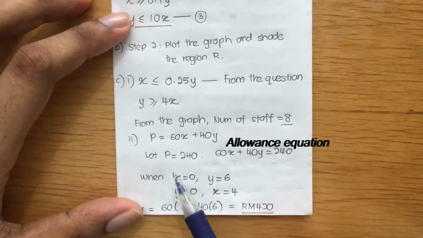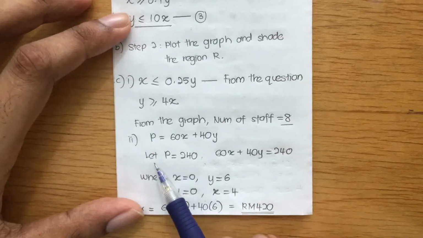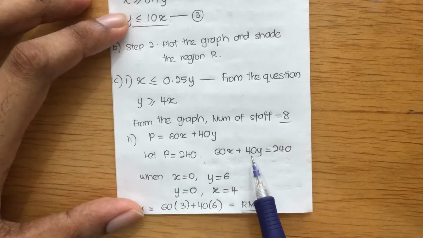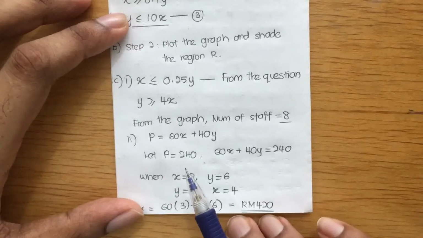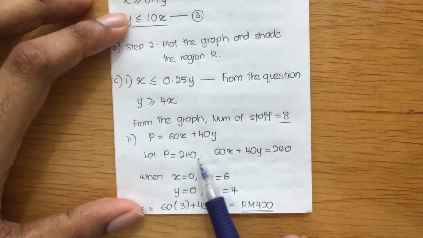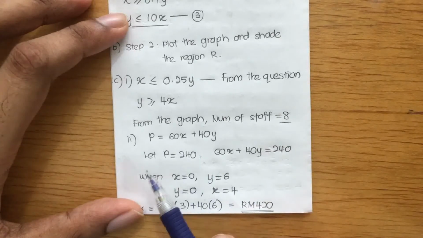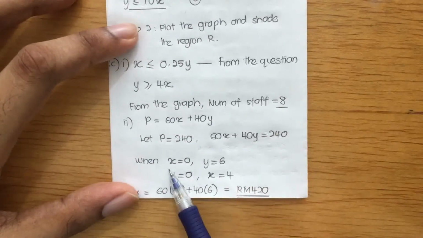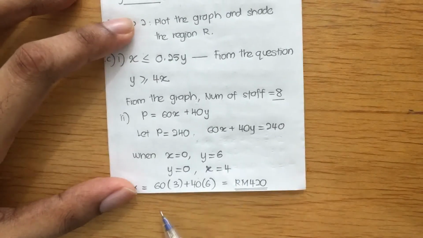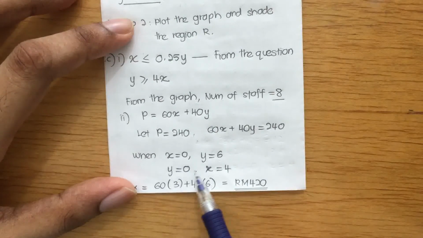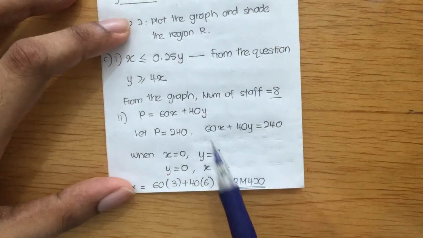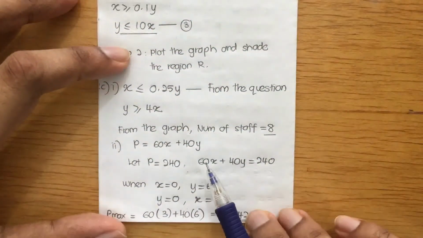So from here, how do we get the imaginary line, guys? In this case, we let our P value equal 240. So from here, you get 60x plus 40y equals 240. Actually, you can choose any P value, guys, provided that it is appropriate to the graph that you plotted. It must be appropriate to the scale. So when x equals 0, you get y equals 6. And when y equals 0, you get x equals 4. So we have already got the respective intercepts and points. What we can do is plot this imaginary line. Okay, let me show you the graph paper now.